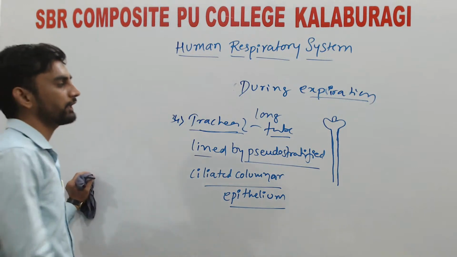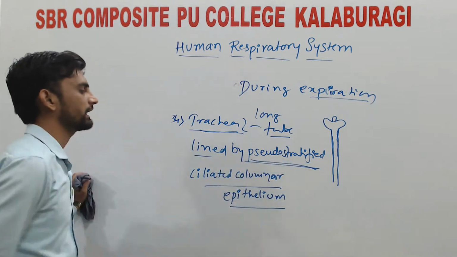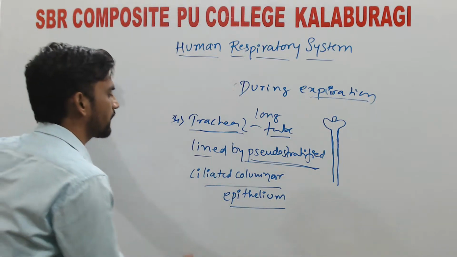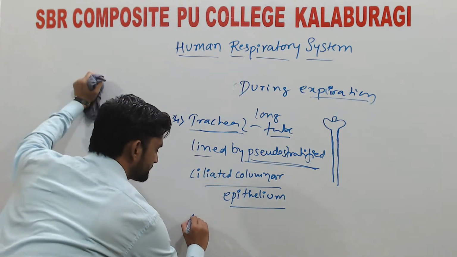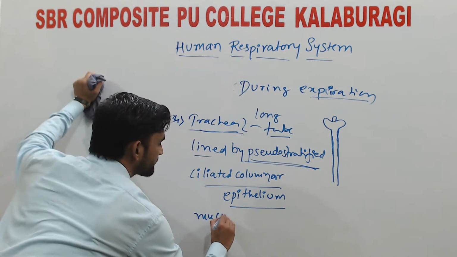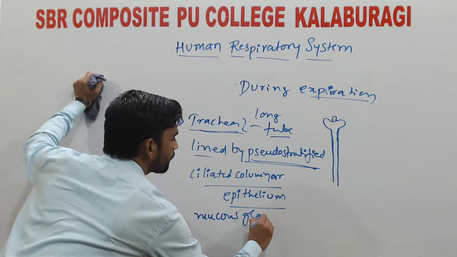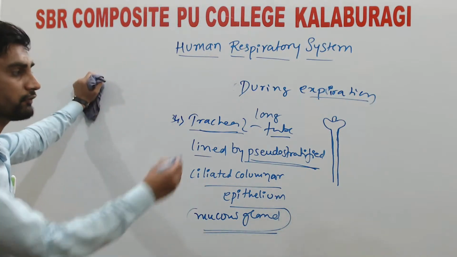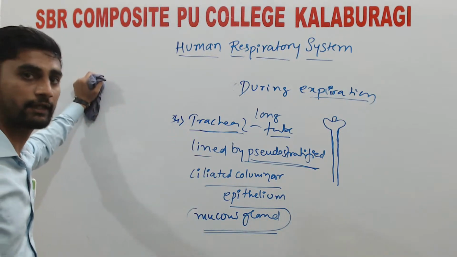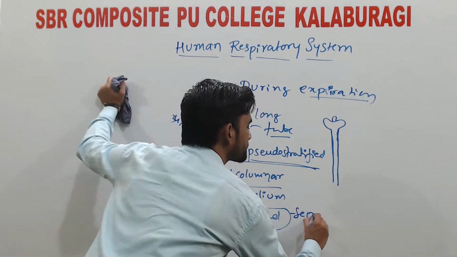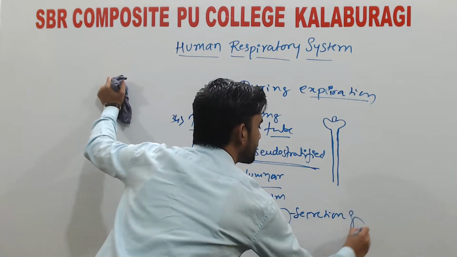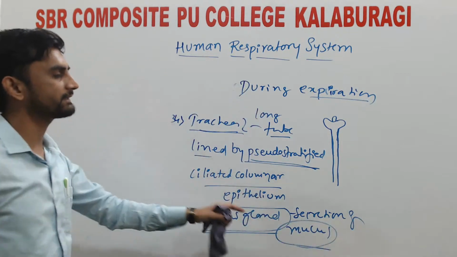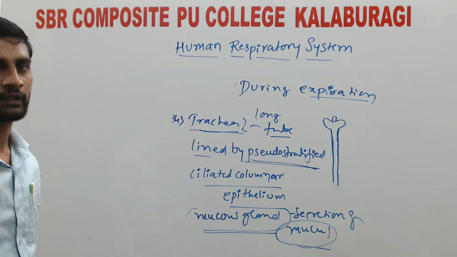What is the main important role of the lining of this pseudostratified ciliated columnar epithelium? Within the trachea, it is also lined by mucus glands, along with this epithelium. What is the main important role of these mucus glands in the tracheal region? Secretion of mucus.